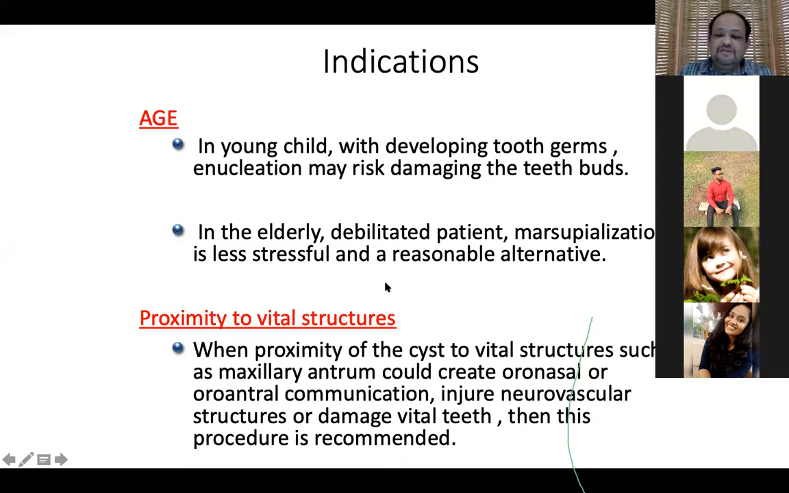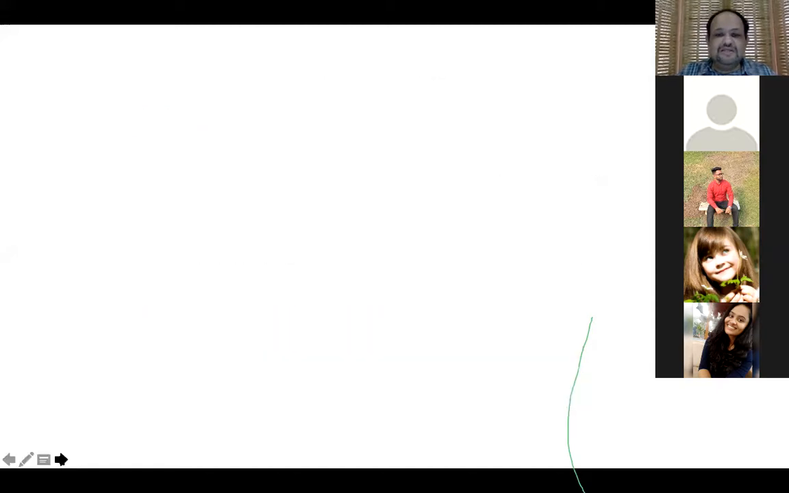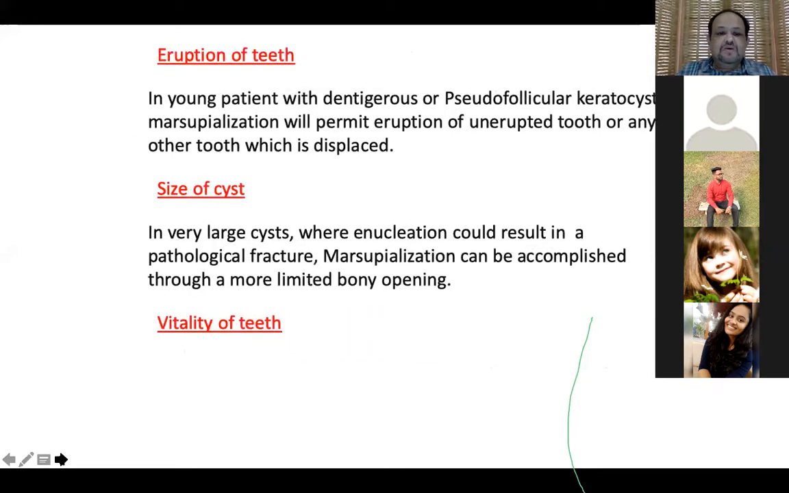In elderly patients who may not be able to tolerate an extensive surgery, marsupialization is a less stressful and reasonable alternative. And if there is proximity to vital structures, which are the two important structures in the orofacial region? The first is the maxillary antrum, and the second one is the inferior dental nerve, the IAN. It's very important that we protect them, and marsupialization is one technique by which we can do it. This also helps in eruption of the teeth.